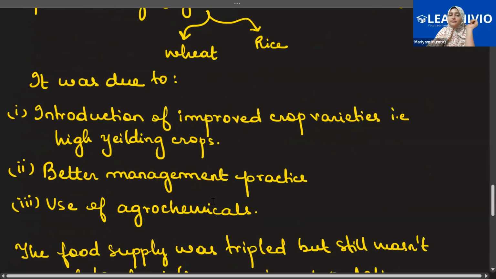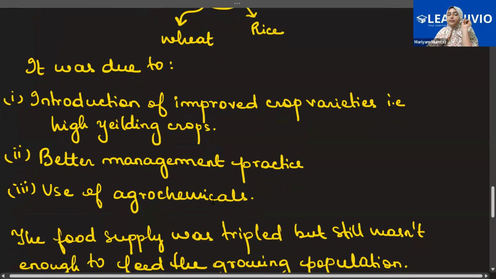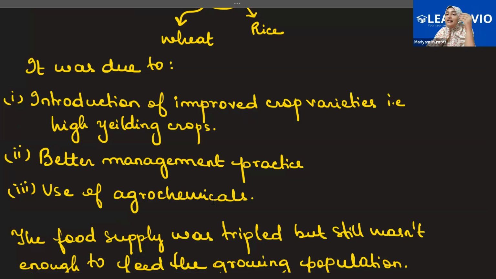Now, why did it happen? It happened because the crops that the farmers started to use were high yielding crops, meaning they were resistant to stress. They had better chances of survival. So they were high yielding crops. Yield, you understand?